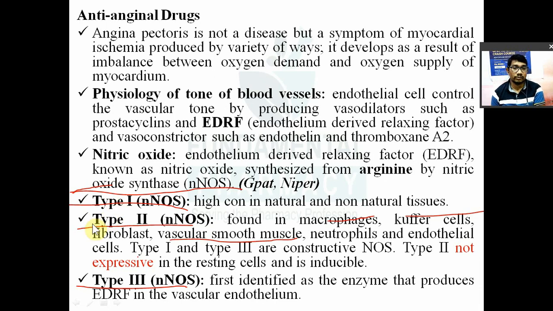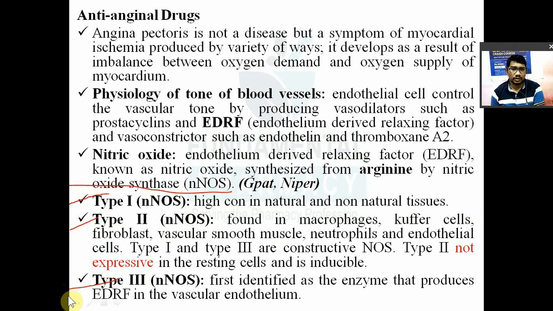So how many are there? 1, 2, 3. There are 3 isotypes of nitric oxide synthase. This question came in GPAT 2022; you can check the paper. The first is type 1, the second is type 2 and the third is type 3. Three isotypes of this enzyme.